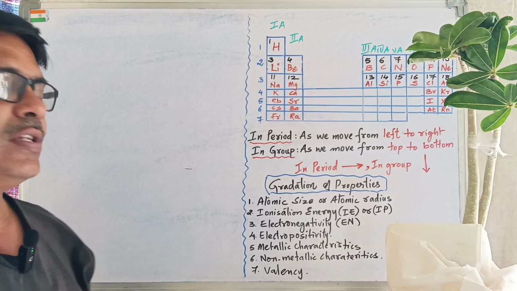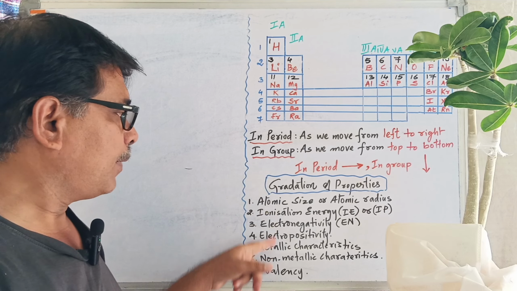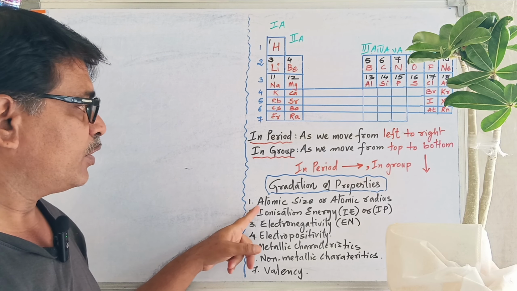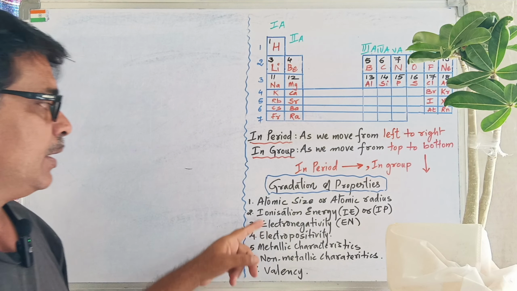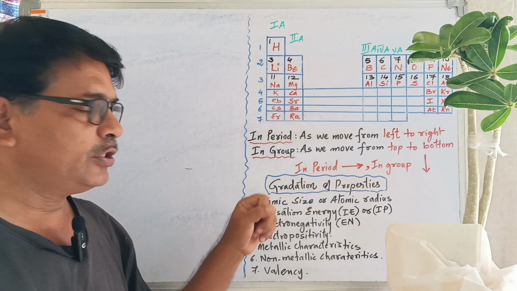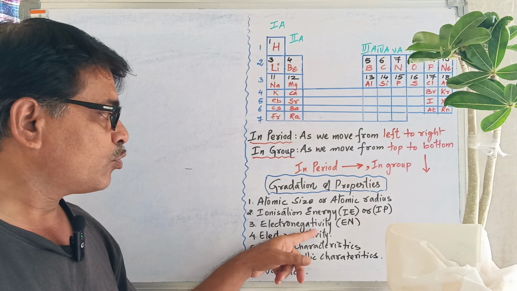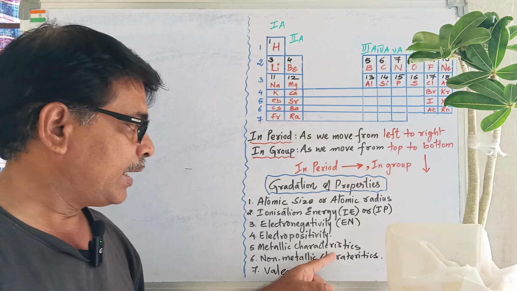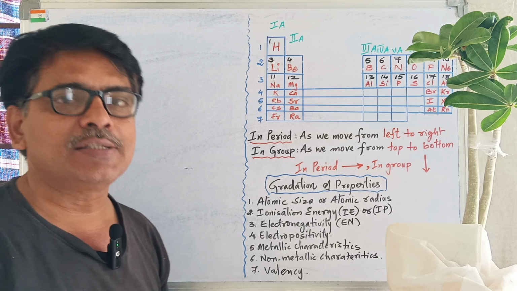Today's class we'll see gradation of properties. Now these properties vary in period and group. There are 7 properties. The first property is atomic size, which is also called atomic radius. Second one is ionization energy, which is also called ionization potential. Third one is electronegativity. Fourth is electropositivity. Fifth one is metallic characteristic. Sixth one is non-metallic characteristic. And seventh one is valency.